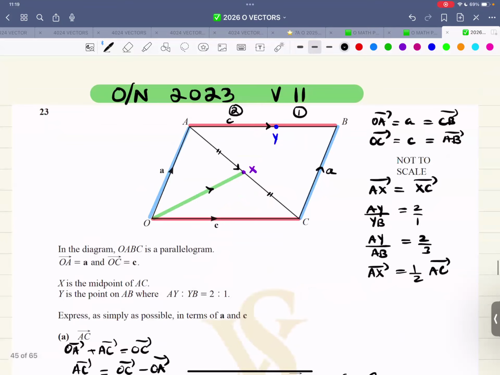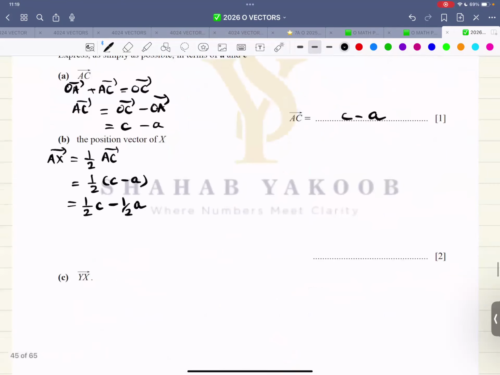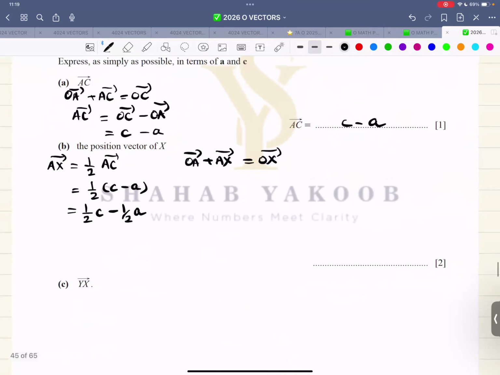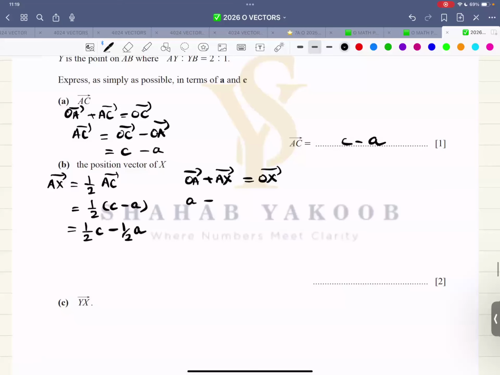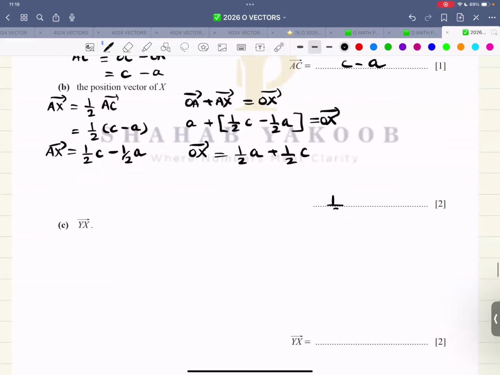And now OA plus AX is equal to OX. OA is A. AX is this thing, which I just found, half C minus half A. That is OX. So therefore, OX is A minus half A, that is half A, and this is half C. So this is half A plus half C. You can also write this thing as half bracket A plus C.